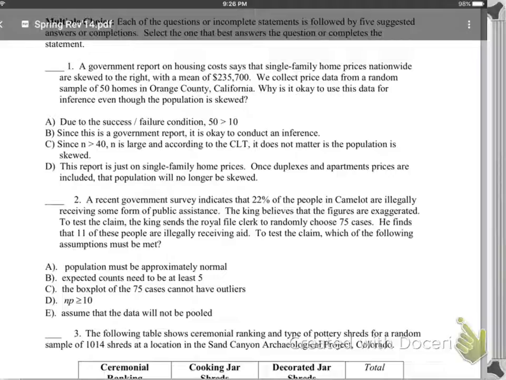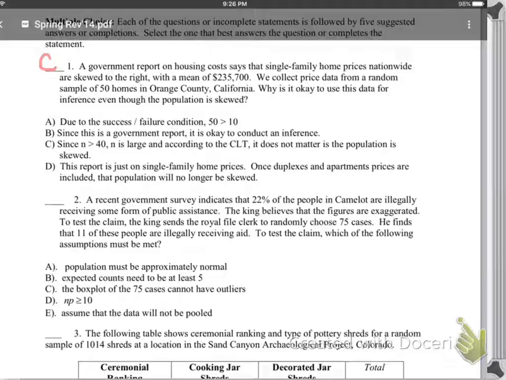Hopefully you read this question. It says, why is it okay to use this data for inference even though the population is skewed? Let's look at how large n is here. Remember, n is 50. 50 is a large number, and due to the CLT, it doesn't matter. Now here I have 40. Remember, our book says 40, AP Stat says 30, but anyway, n is large, so the answer is C.